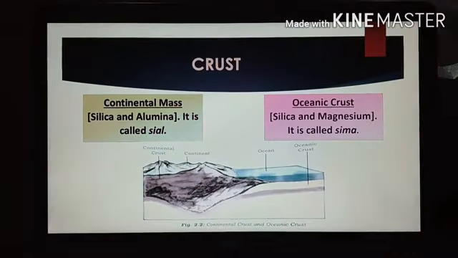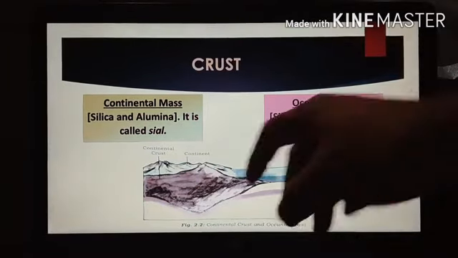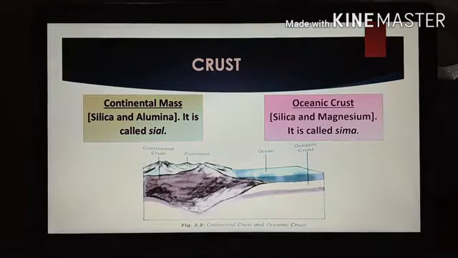The crust beneath the landmass is known as the continental crust, which is made up of two main elements. First is silica and the second one is aluminium. If we combine silica, Si, and aluminium, Al, we get Sial. The second is the oceanic crust, which is made up of silica and magnesium. It is called Sima, Si and Ma, Sima. So basically, I think you are all clear with this diagram.